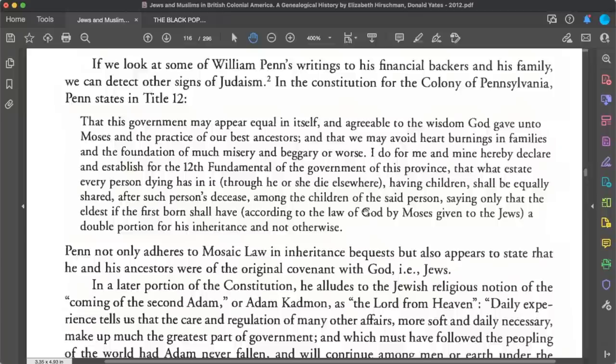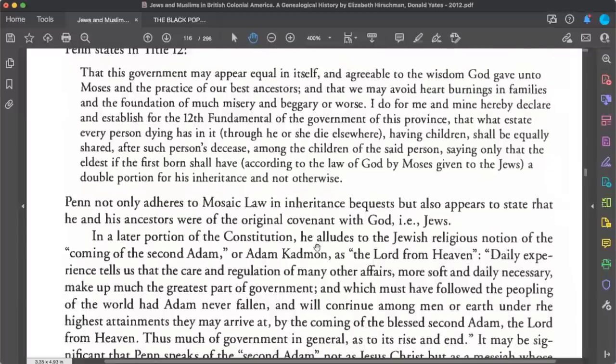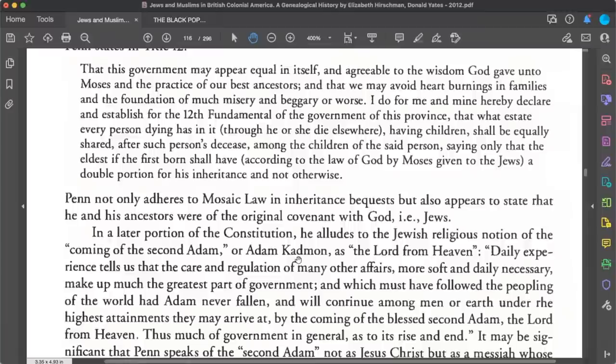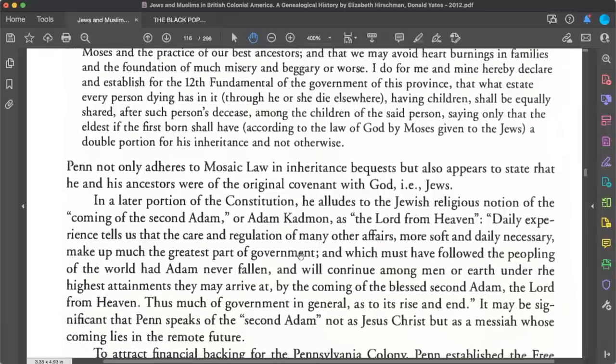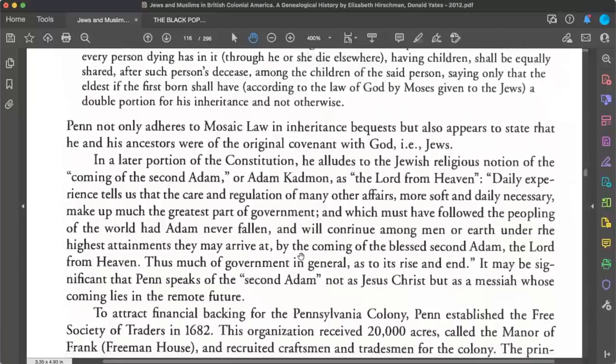Penn not only adheres to Mosaic law and inheritance bequests, but also appears to state that he and his ancestors were of the original covenant with God, in other words Jews, right? Or Hebrews, right? So Penn is basically hinting that. That's what he's saying. In a later portion of the Constitution, he alludes to the Jewish religious notion of the coming of the second Adam, or Adam Kadmon, as the Lord from heaven.